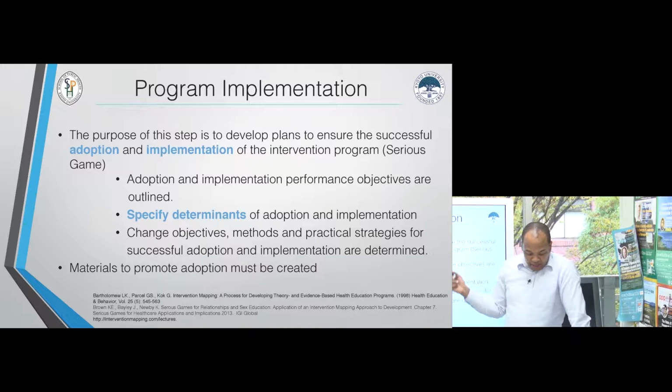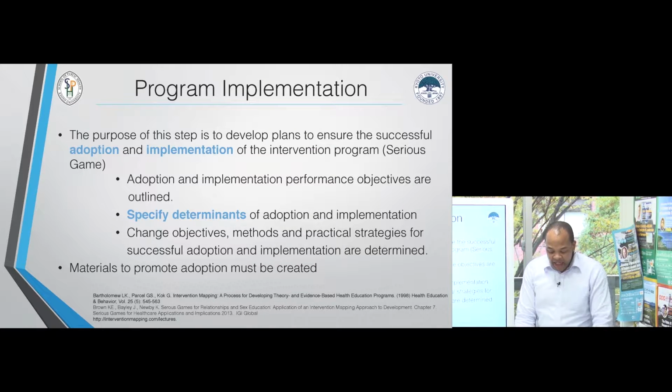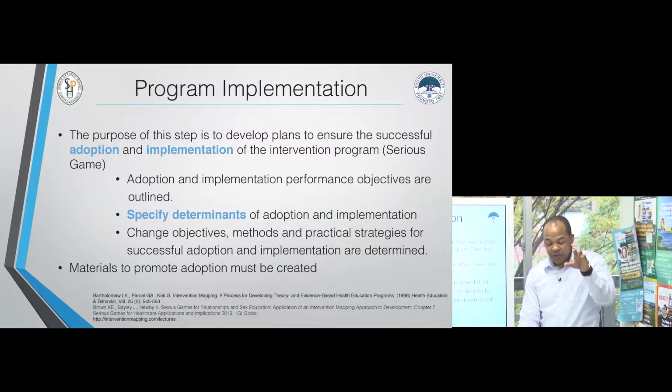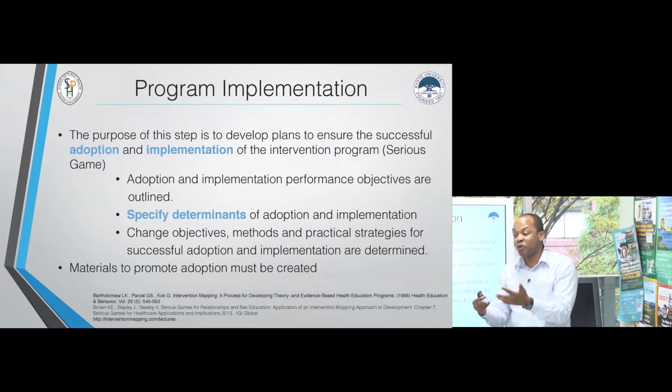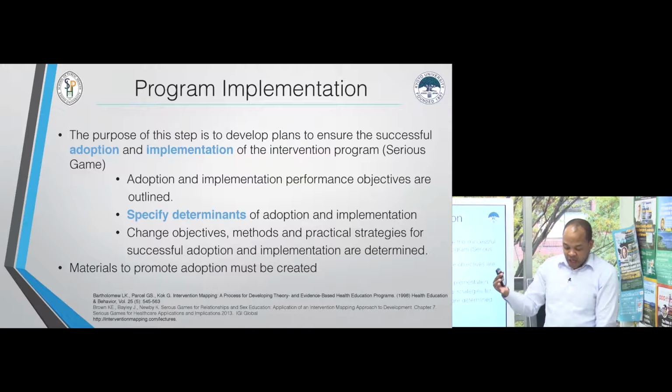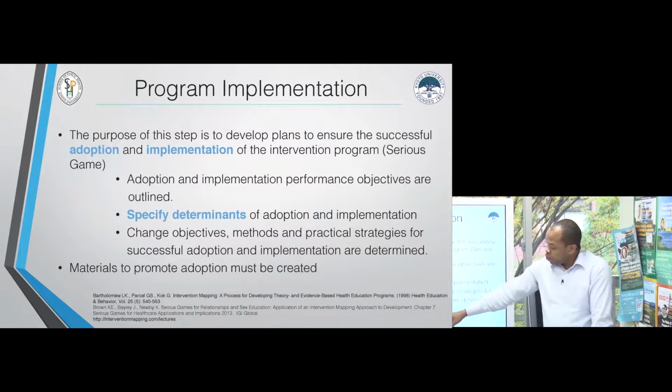So adoption and implementation performance objectives are outlined. You specify determinants of adoption before you specify determinants of the performance behavior. At this stage, you specify the determinants of adoption and implementation. And then change objectives, methods, practical strategies, useful for adoption and implementation are determined at this stage. And then you also create materials to promote the adoption at this stage.